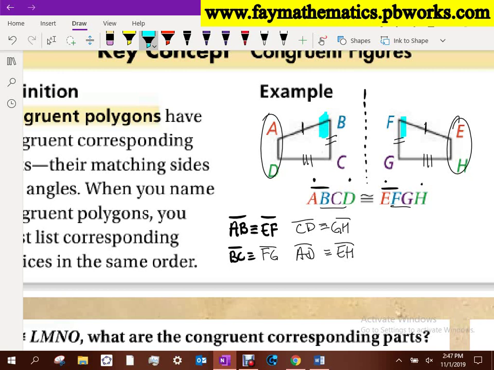Being able to visualize that and seeing that similarity, that relationship, that angle B is made by the same type of segments that angle F is made by, is going to be very important for us in the coming weeks. Okay? And then angle C is made by segments that have 2 and 3.